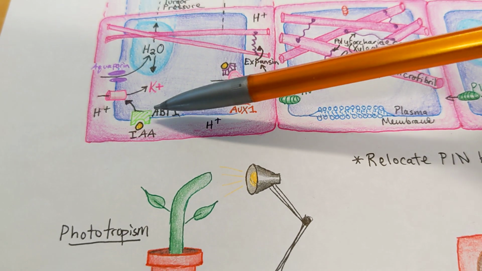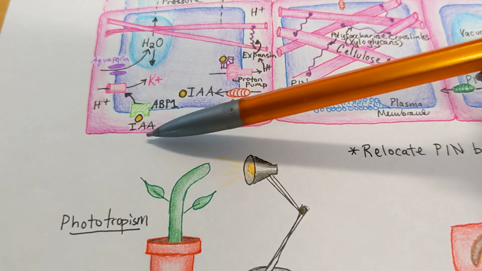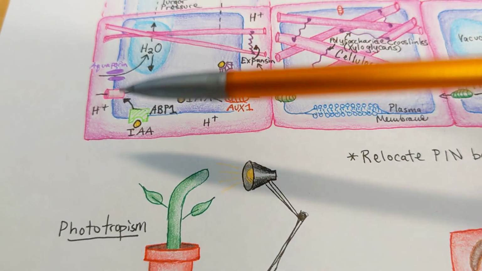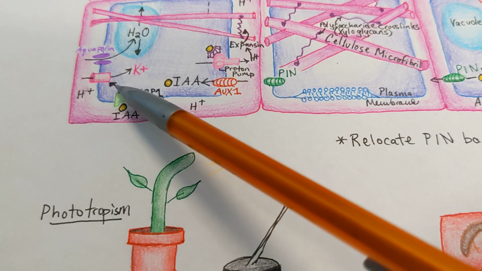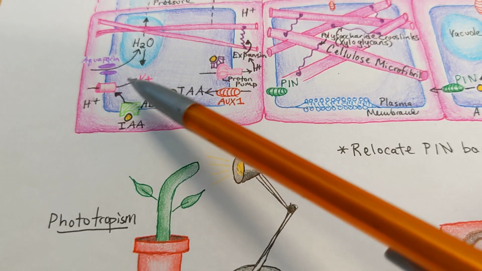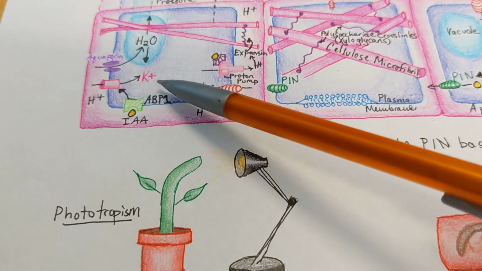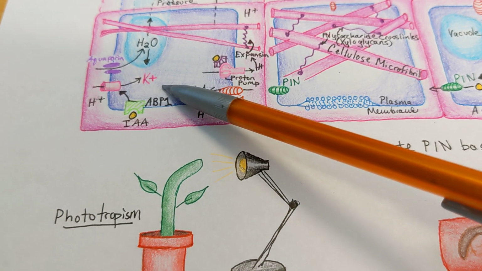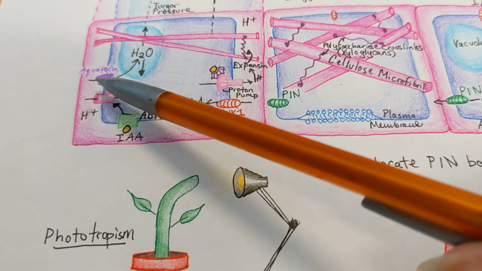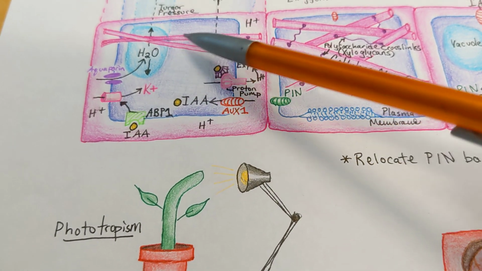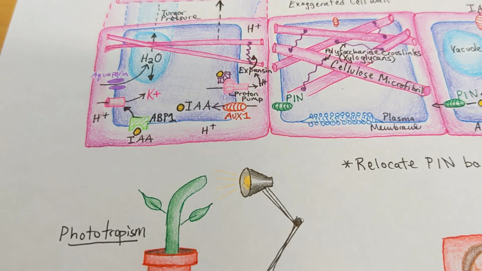Here we see ABP1, auxin binding protein 1. And in response to this auxin binding to its receptor, there are going to be potassium channels activated or inserted into the plasma membrane, therefore leading to an influx of potassium ions. Water is going to follow this solute essentially via aquaporins and enter into the vacuoles.